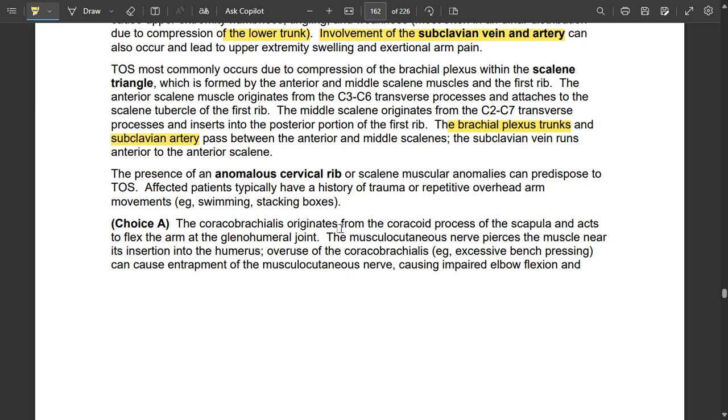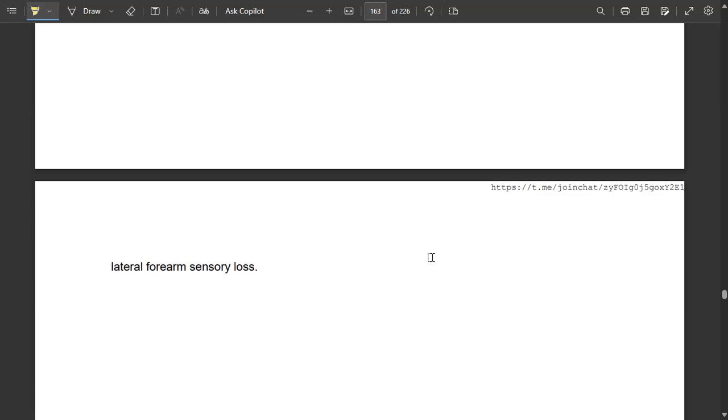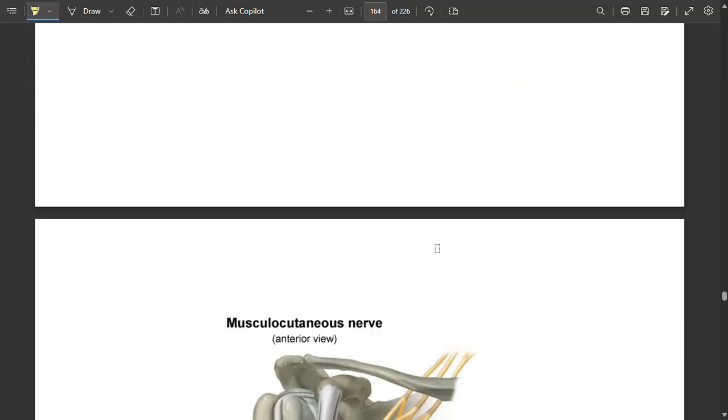The musculocutaneous nerve pierces the coracobrachialis near its insertion into the humerus. Overuse of the coracobrachialis, such as excessive bench pressing, can cause entrapment of the musculocutaneous nerve. Elbow flexion is impaired, and lateral forearm sensory loss can be present.